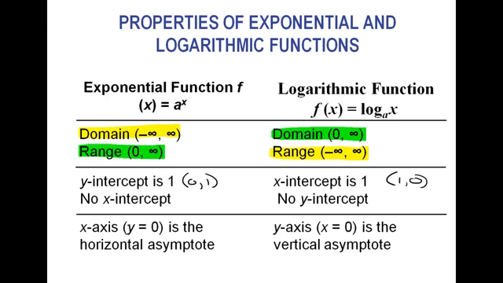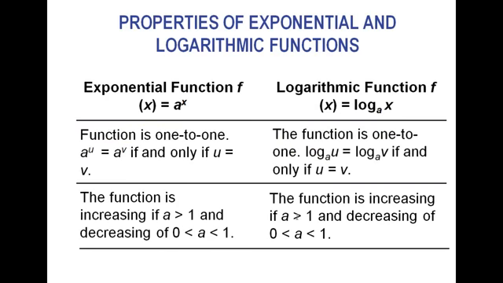For the exponential function, y equals 0 is a horizontal asymptote. For exponential functions, we always have the x-axis as a horizontal asymptote, and then for the logarithmic function, we get that the y-axis is a vertical asymptote. Again, inverses. Everything is switched.